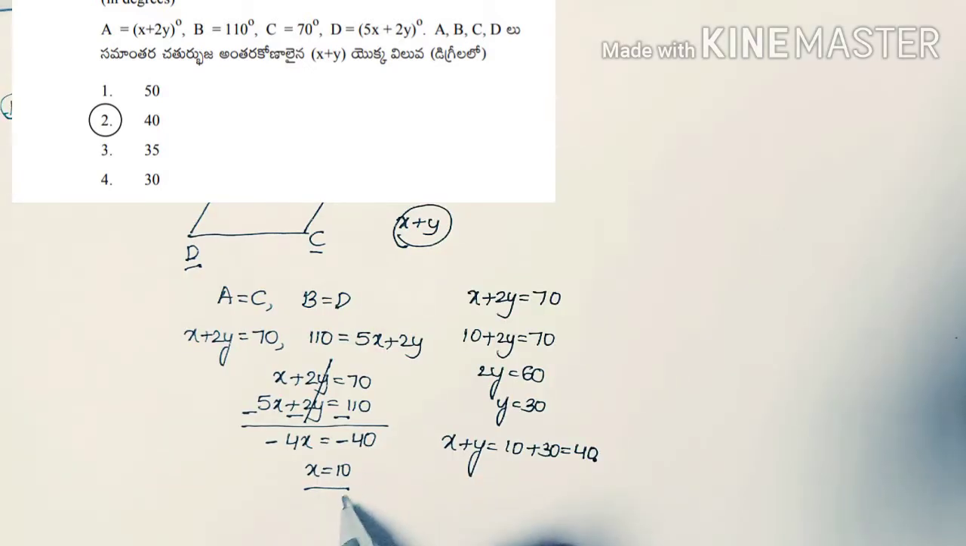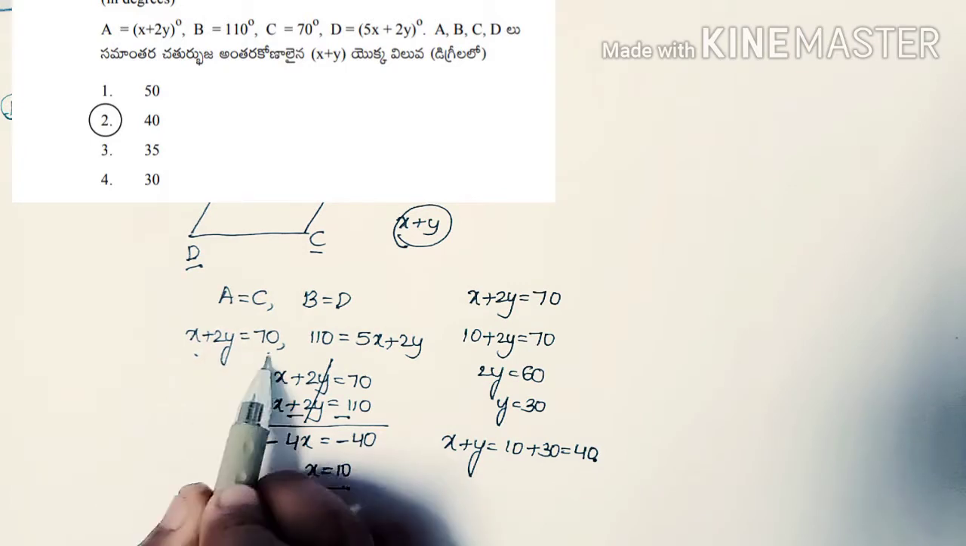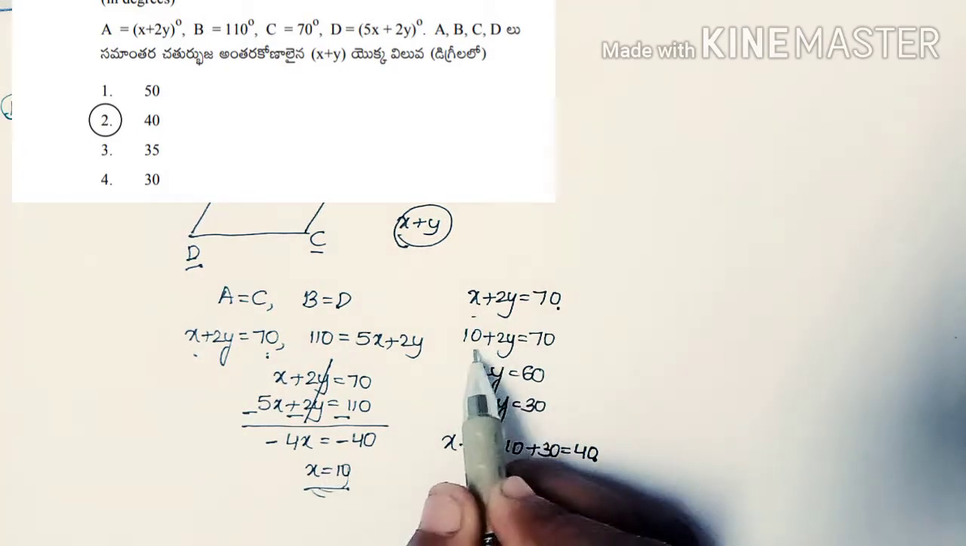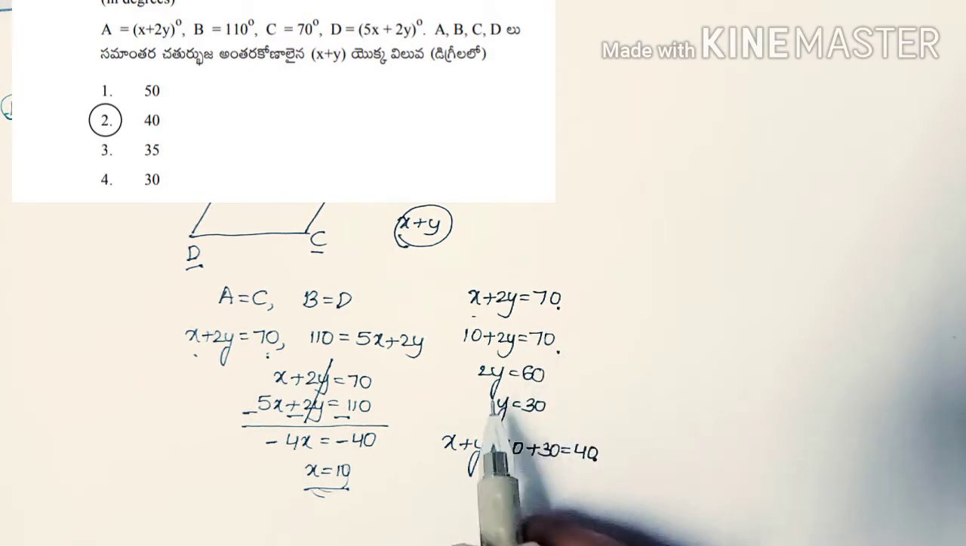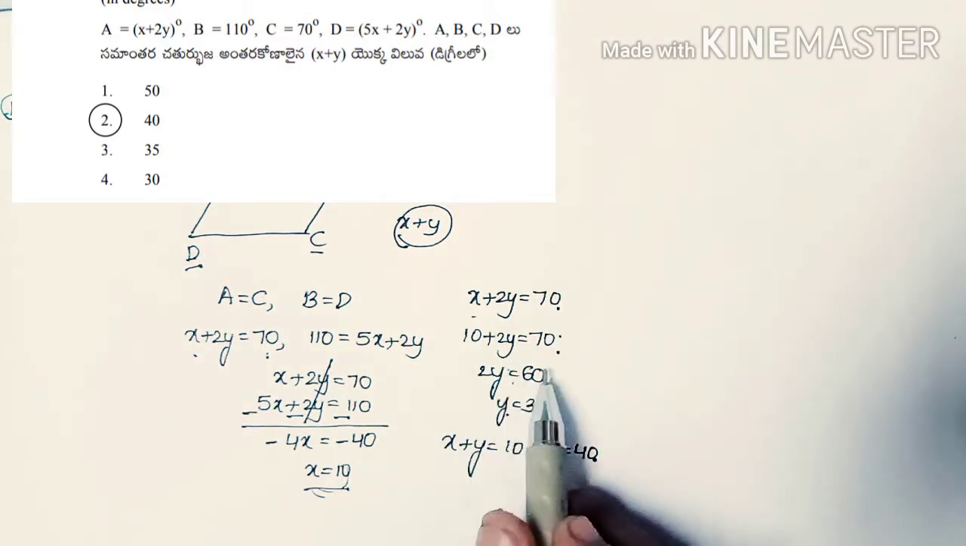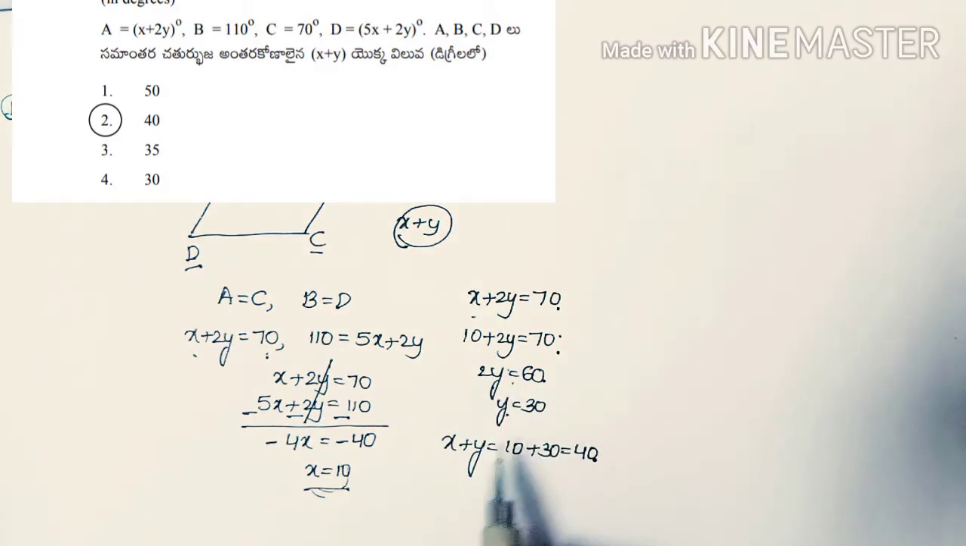So x is equal to 10. We are replacing the x value in the equation x plus 2y is equal to 70. x is equal to 10, that is 10 plus 2y is equal to 70, then 2y is equal to 70 minus 10, 60, then y is equal to 60 by 2, 30. Therefore, we want the value of x plus y is equal to 10 plus 30 equals 40, that's all.